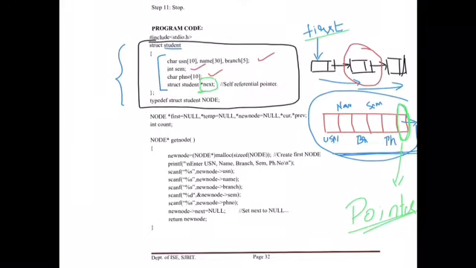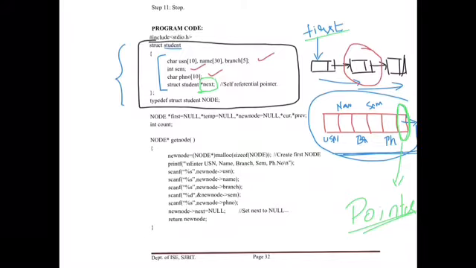So how does a node look? A node looks something like this, as I have already shown you up here. When a node looks like this, it requires everything to be created in the same fashion, and that's why you're creating a user defined data type.